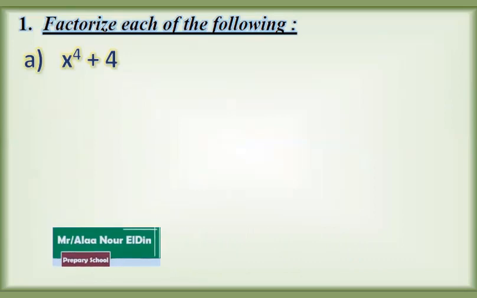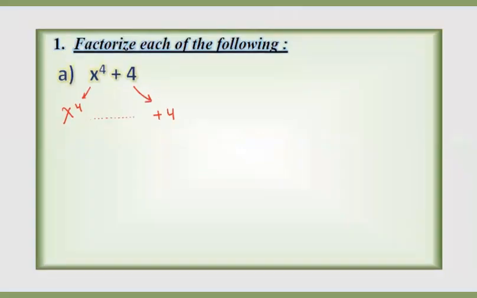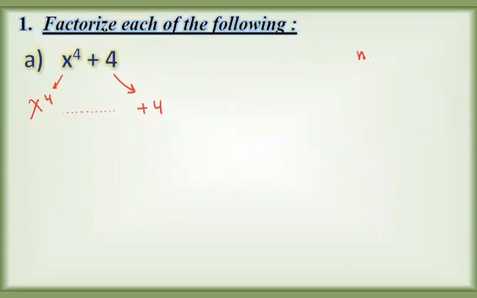Then we type first x power 4, and here we type positive 4. Then we find the missing term to complete it and make it a perfect square. The rule of the middle term is positive or negative 2 times the square root of the first term times the square root of the third term.